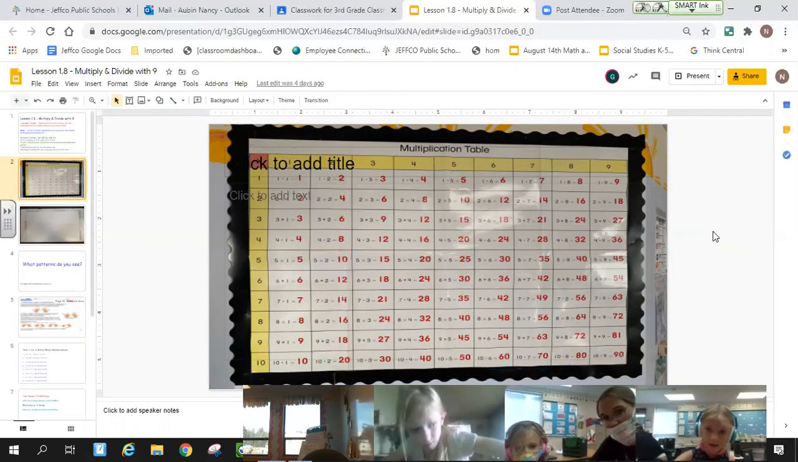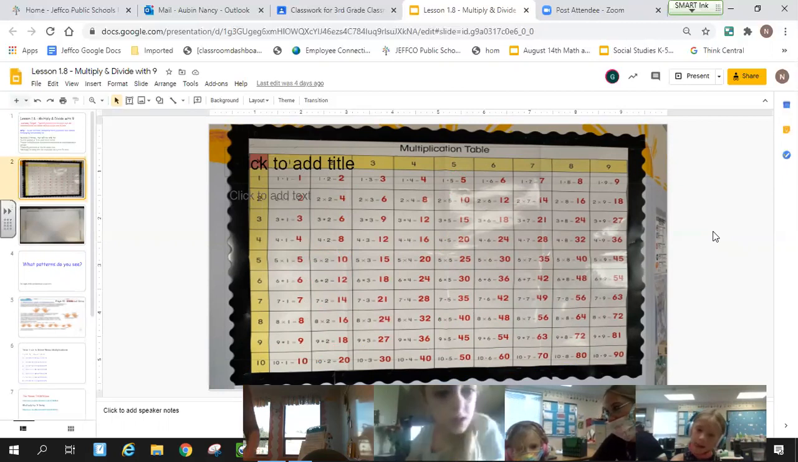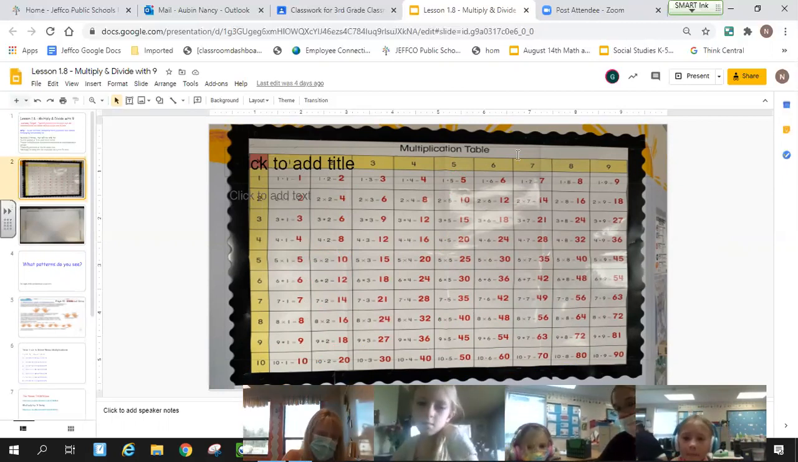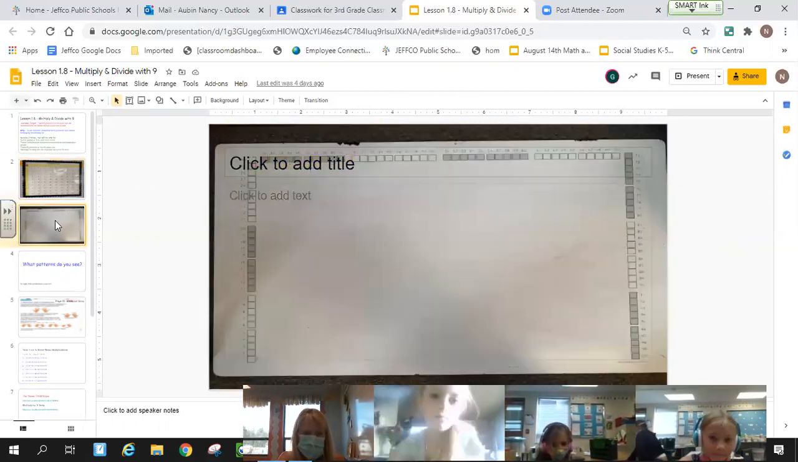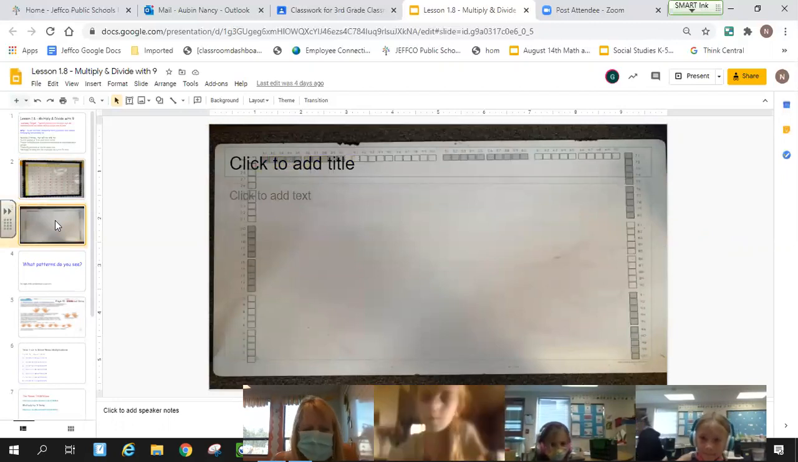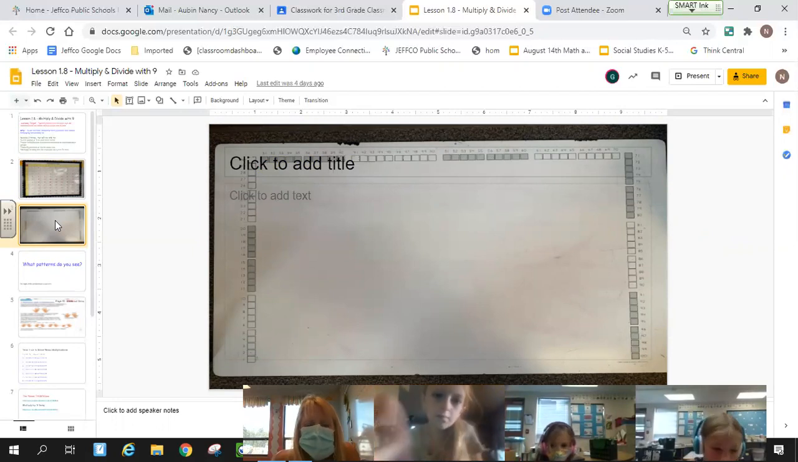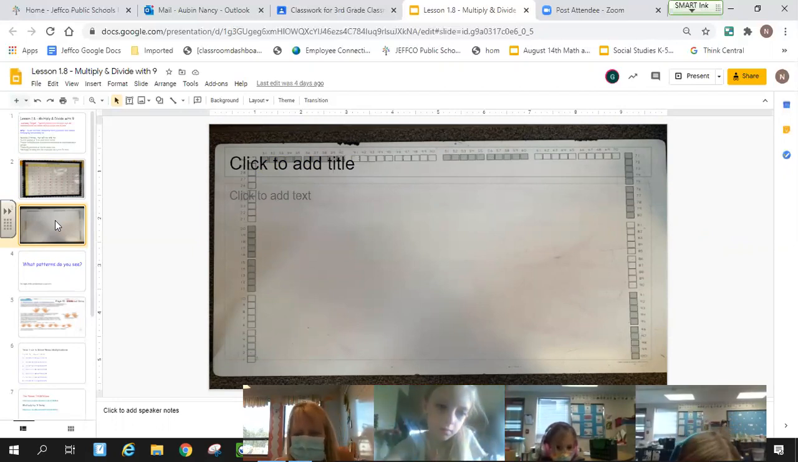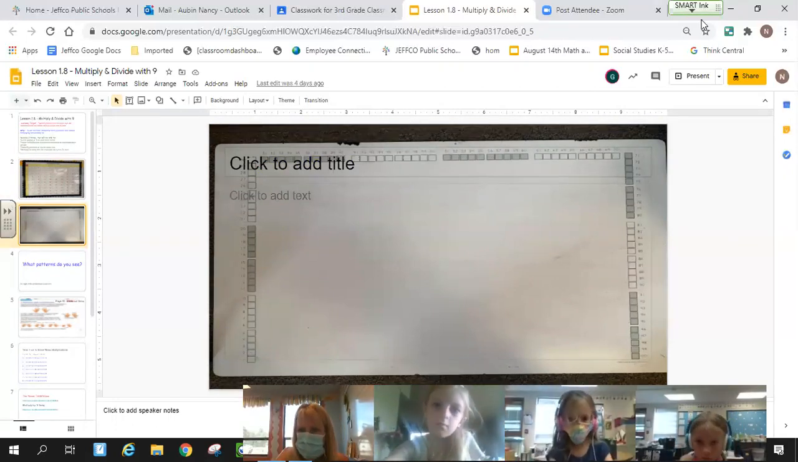All right, so those are the count bys we've learned so far. Today we are going to be looking at our 9s. So get out your math board, your dry erase marker, and stop. Let's go ahead. We're going to start by counting 9 squares and circling those equal groups.